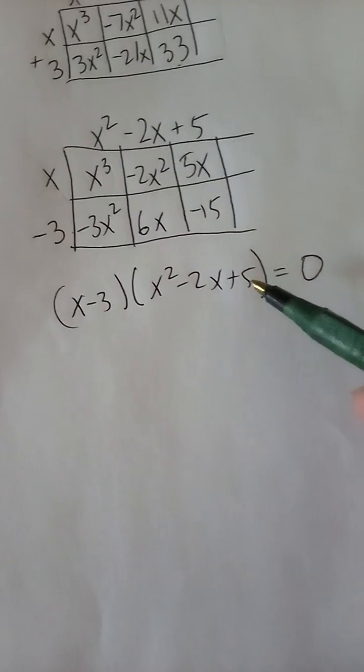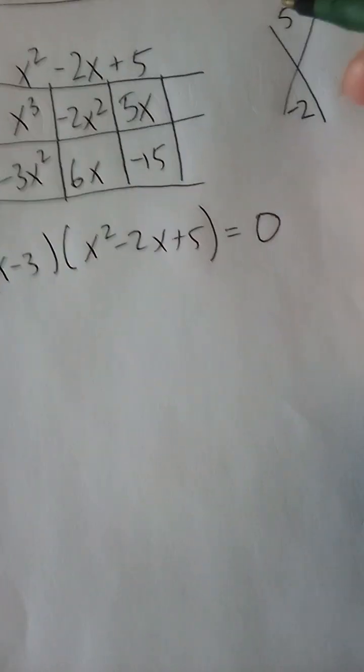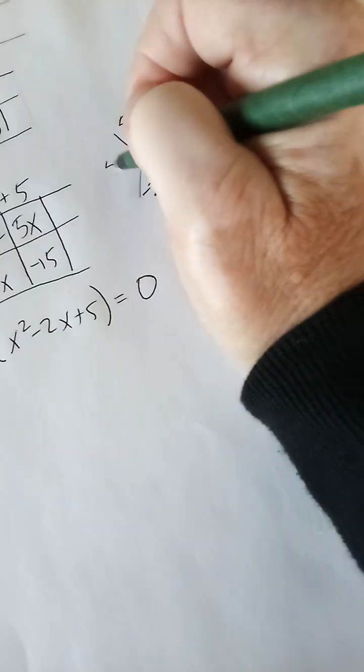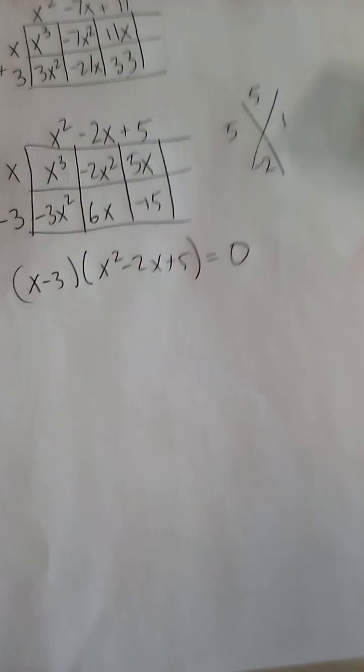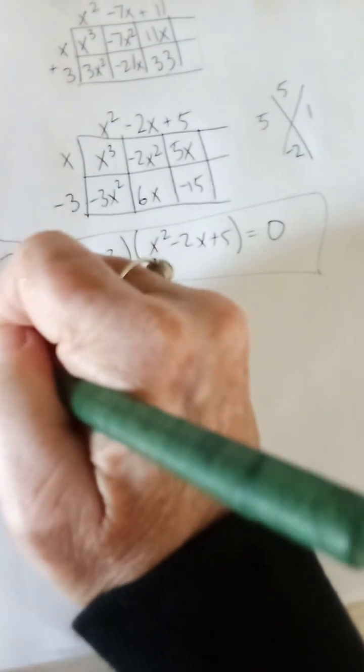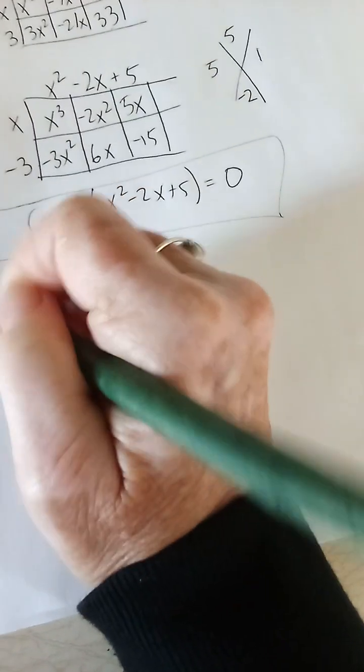Now I want to take the quadratic and see if I can factor it. I need something that multiplies to make 5 and adds to make negative 2. 5 times 1 are the only possible ways to multiply to get 5, so I think I have to use the quadratic formula. This is the factored form, so this is the answer to letter A, I believe. The answer to letter B is going to be from the zero product property: we get x equals 3. And then from the quadratic, we get whatever comes out of the quadratic formula.